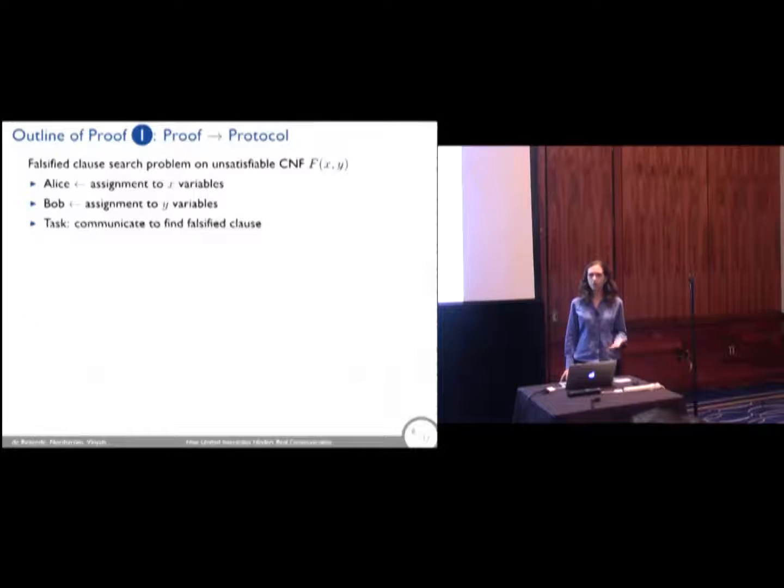So let's look at the first point. If we're given an unsatisfiable formula over variables x and y, Alice receives an assignment to the x variables, Bob receives an assignment to the y variables, and their task is to communicate to find a falsified clause. So this is the falsified clause search problem.